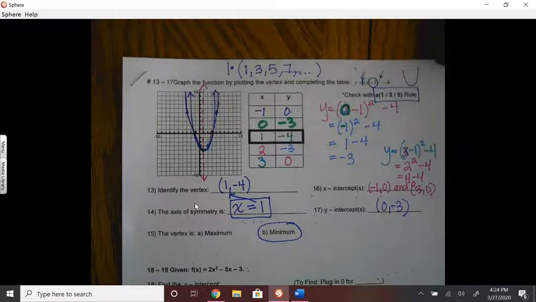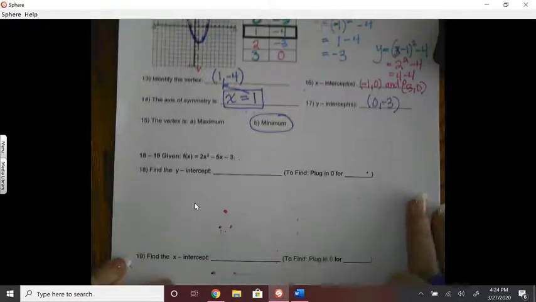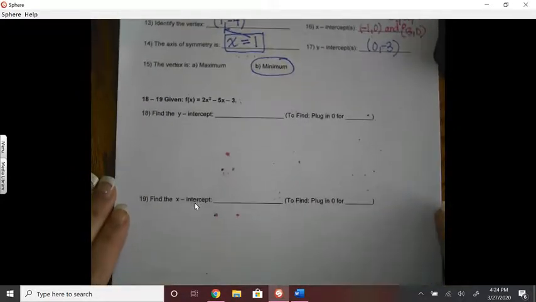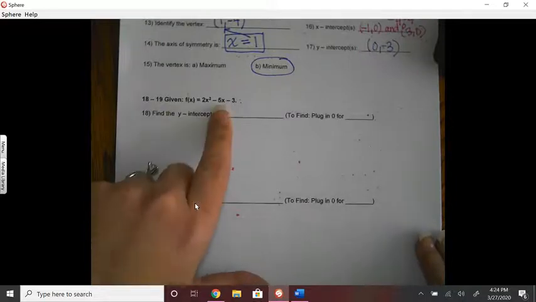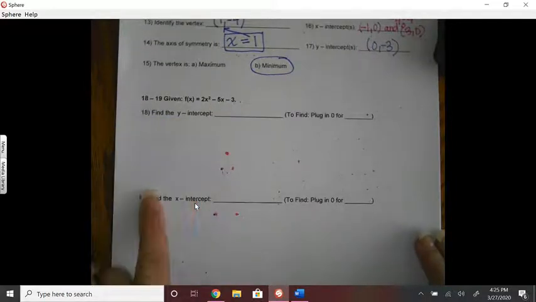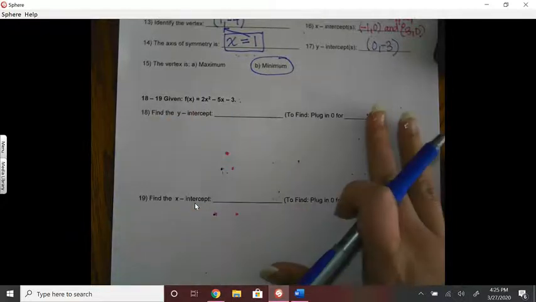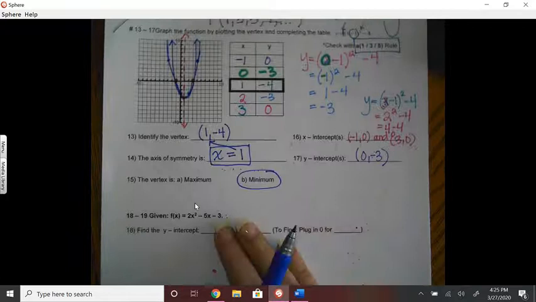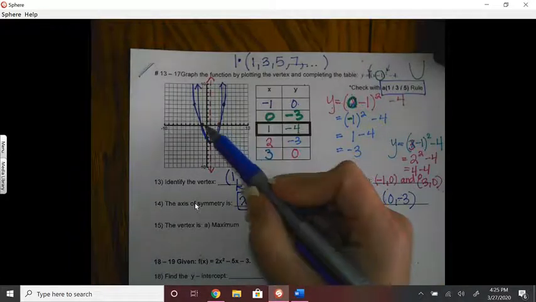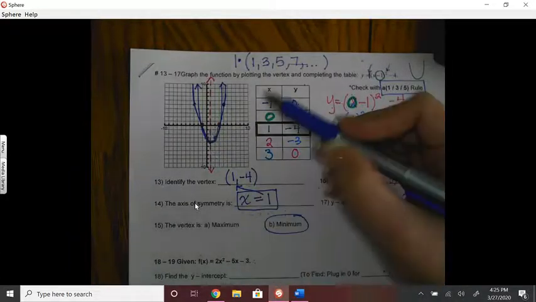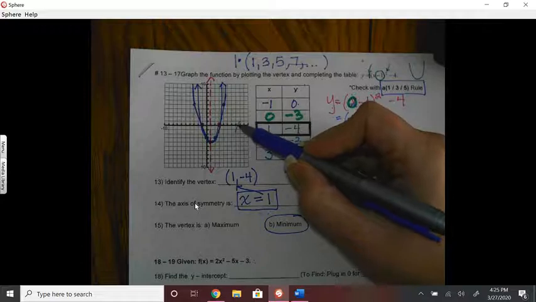Okay, so that's the 1, 3, 5 rule. All right, so now we're going to do another problem, and notice there is no graph. It wants us to find the y-intercept and the x-intercept without looking at a graph. This would also be used if you looked at your graph and you couldn't tell where it crossed. So maybe it crossed in the middle here and you couldn't tell what that was.